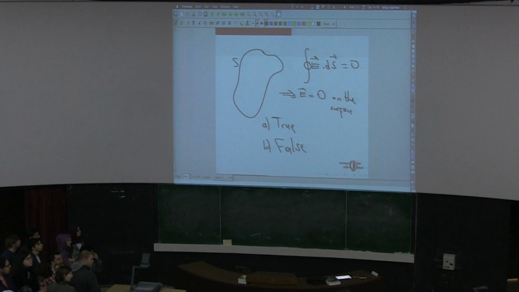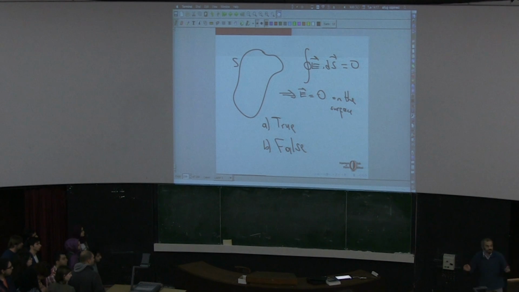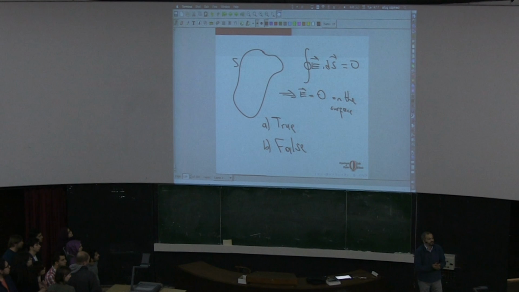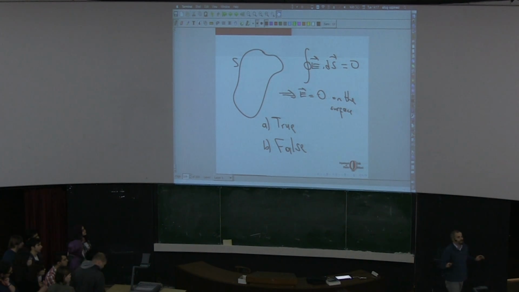Closed surface. We are talking about a closed surface. We are not given any information about the charges or anything else. We don't know whether there are charges inside or outside, or whether the charges are uniformly or non-uniformly distributed. The only information we have is that we have this closed surface and E dot ds over this closed surface is 0. That's the only information we have. We might have charges outside. We don't know.